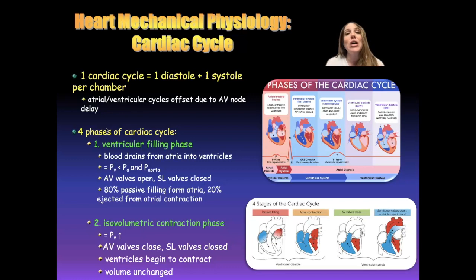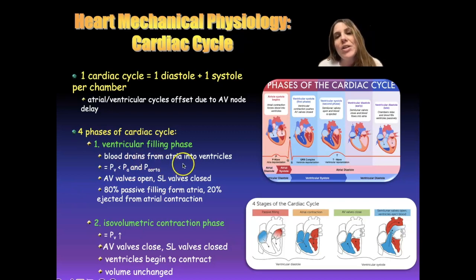So let's first talk about the first phase, which is ventricular filling phase. And really, it's just what it sounds like. The ventricles are filling. And what are they filling with? Well, blood, of course, right? So blood, as you know, is draining from the atria into the ventricles through those AV valves, or, on the left side called the mitral valve and on the right side called the tricuspid valve.